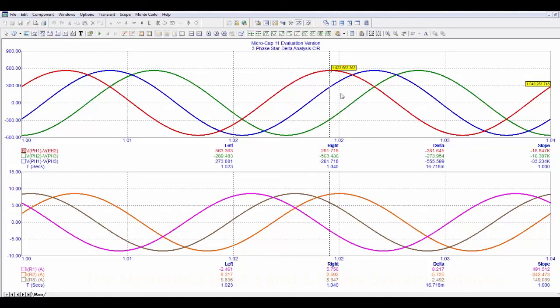So 563 divided by 65.9 should give us 8.55 amps for the current. Let's go back to the current and check that out. Go to any one of the peaks. There we go. Nearest, 8.55 amps. Okay, and that's pretty much the essentials of transient analysis and using markers in Micro-Cap.